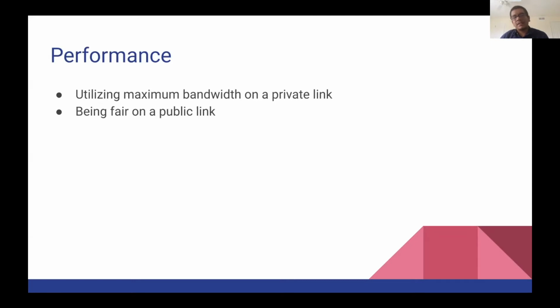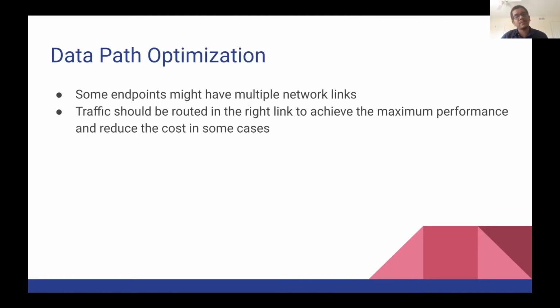And the other one is performance, as always. But performance might go in two ways. For example, if you have a private dedicated link across two endpoints, then you can utilize the maximum bandwidth. But in some cases, you are transferring data over a public link. In that case, you have to be much fairer and give the opportunity to the other transfers as well.